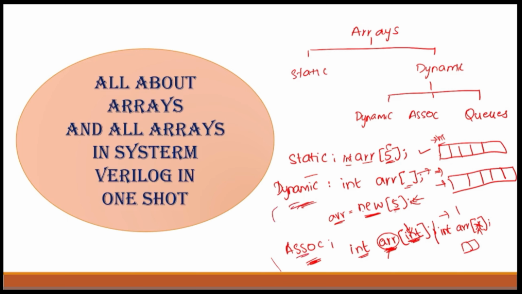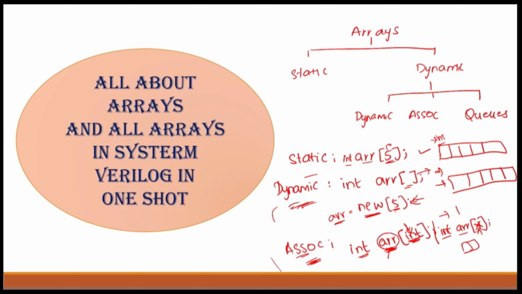Because in dynamic array, whether you are using the memory or not, when you are calling the new method, it will be allocating the memory in the simulation time. But in case of associative array, only when you call that array, it will be creating the memory. Okay, so that is associative array, and it is declared in this format: int arr[*]. Clear? So this is about associative array.